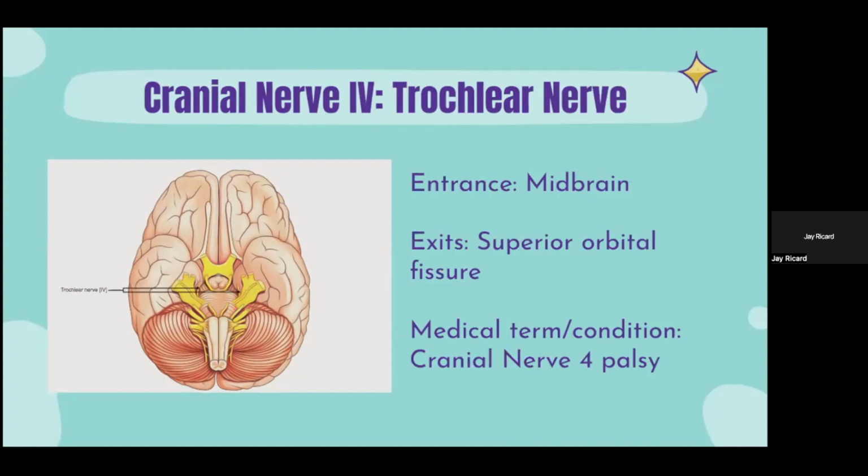Cranial nerve 4 is the trochlear nerve. Its entrance is through the midbrain and it exits through the superior orbital fissure. And the medical term or condition for this is cranial nerve 4 palsy.